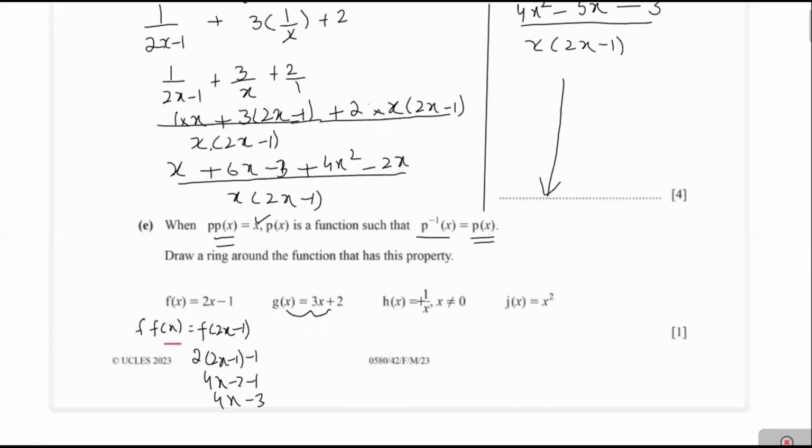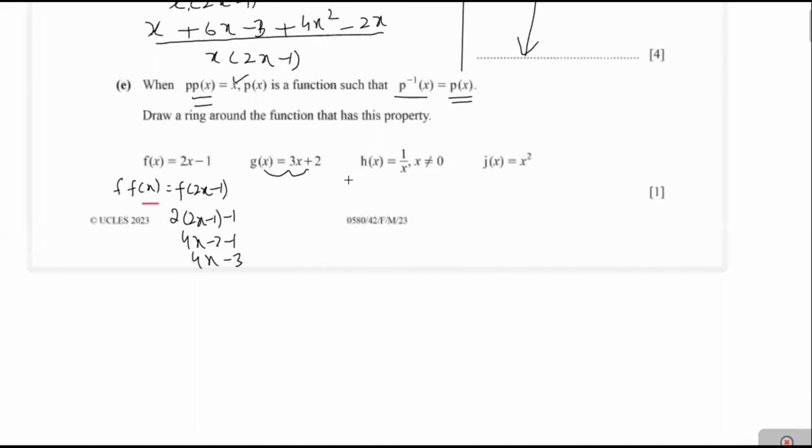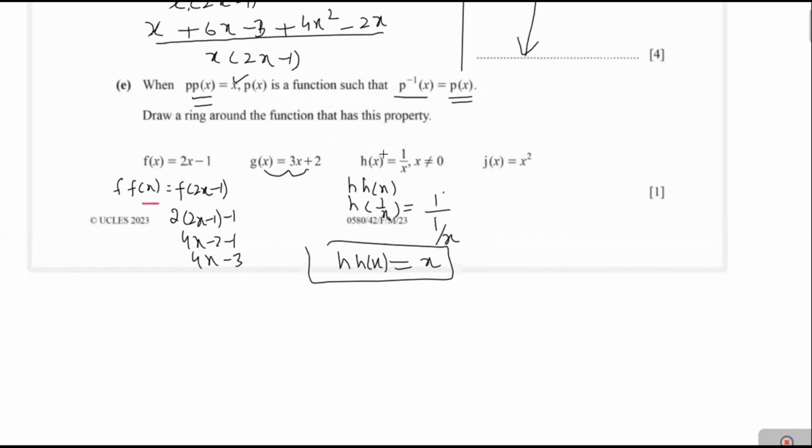And next is the h of x. Now we see that h of x, we can write it as h into 1 over x, then h into 1 over x becomes 1 over 1 over x, and that will be equal to x. Therefore, h of x equals x, and this is the function at which P of x equals x, and this is the answer.